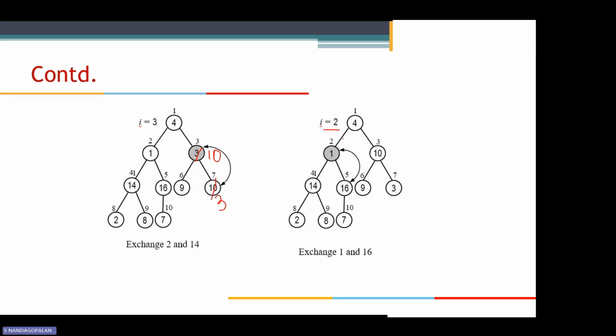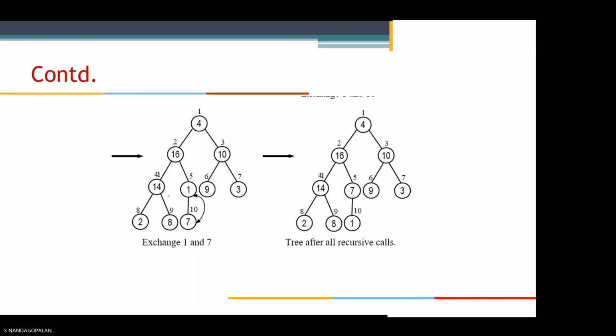I equal to 2. Among its children, you can see 16 and the other, 16 is larger. So swap it with this, 16 and 1. Now the problem is its child 7 is greater. So make this 7 and 1. So 16, 7, 1.